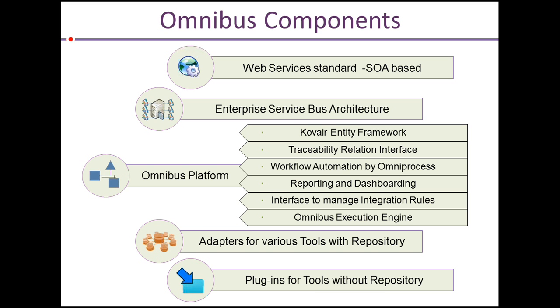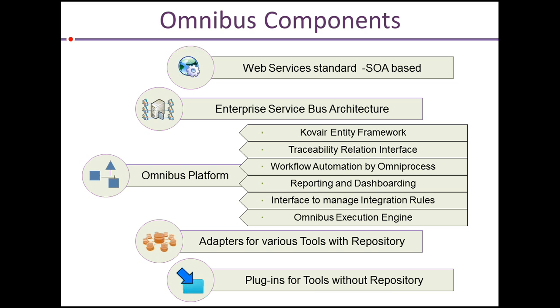The Omnibus platform also includes four different reporting engines: HTML, Excel, Crystal, and Microsoft Word. Using these reporting engines, you can create very powerful consolidated reports and dashboards by getting the data from different tools. Omnibus also includes a very user-friendly drag-and-drop interface to create and manage the integration rules.